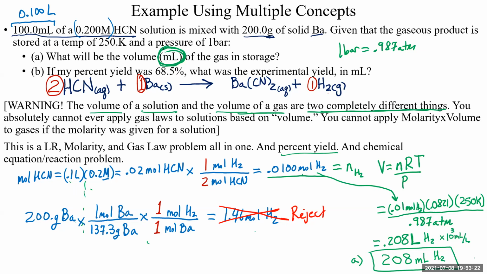That's part A. Part B is relatively straightforward. If my percent yield was 68.5%, what was the experimental yield? This is just a plug and chug formula question. We actually have enough room to solve this right here on the same page, but I think I gave myself an extra page here. Yeah, I did. So let's just do this here. So we're going to do part B now. Let's go back. So 208. The only thing I have to do is bring forward my 208.